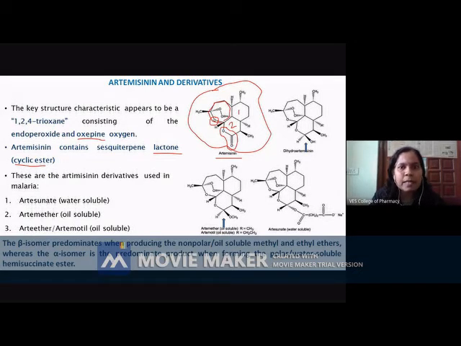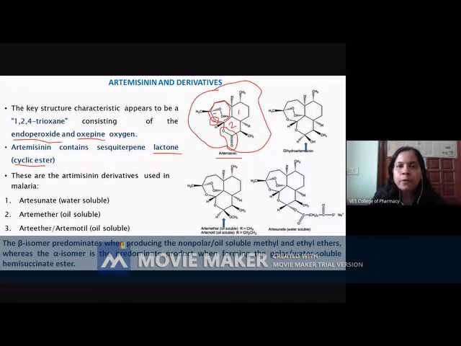A peroxide means two oxygens, and there is an endoperoxide. Based on how it is formed, you can have either an exoperoxide or an endoperoxide. But in this case, looking at the stereochemistry, for now you remember that it is an endoperoxide. Two oxygens are present, so this is basically a bridge. Okay, it's a bridged compound.